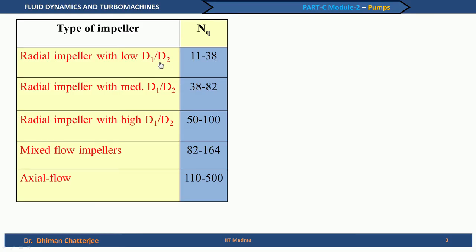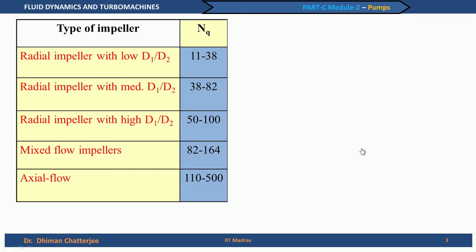d 2. Note that while discussing the last slide I talked in terms of d 2 by d 1, here it is given in terms of d 1 by d 2, and hence low d 1 by d 2 is being mentioned. Then we have radial impellers with medium d 1 by d 2, followed by radial impellers with high d 1 by d 2, and then we have the mixed flow impellers and finally the axial flow impellers.